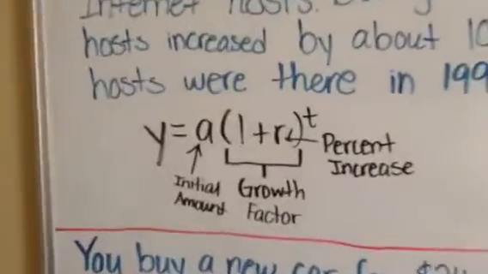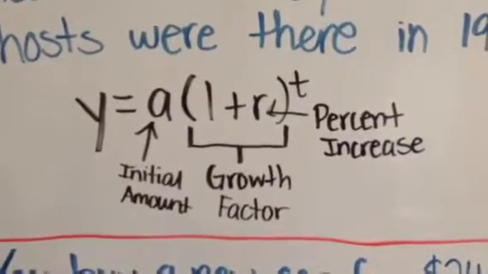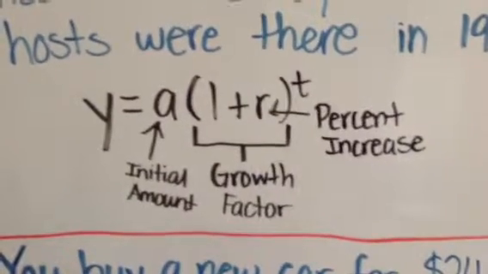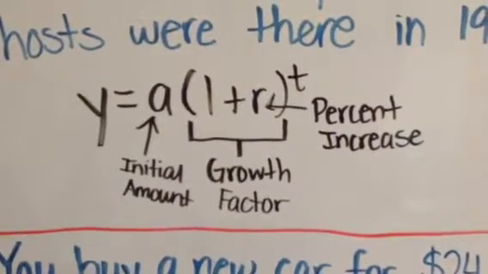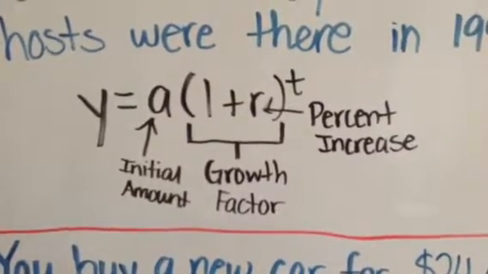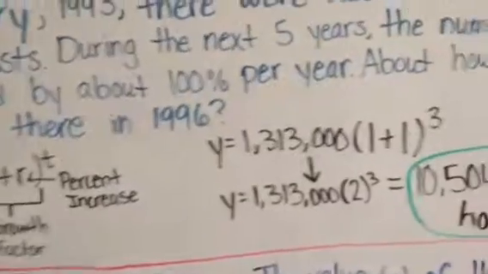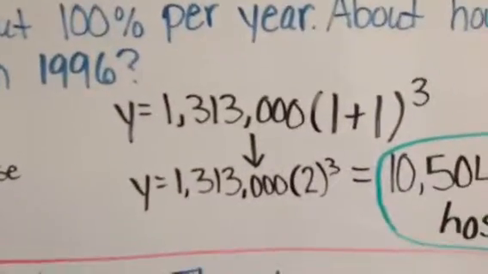So the formula you would use would be y equals a times 1 plus r to the power of t, where a is the initial amount, 1 plus r is the growth factor, and r is the percent increase, with t being the time. So then you just plug in the numbers from the problem into the formula.